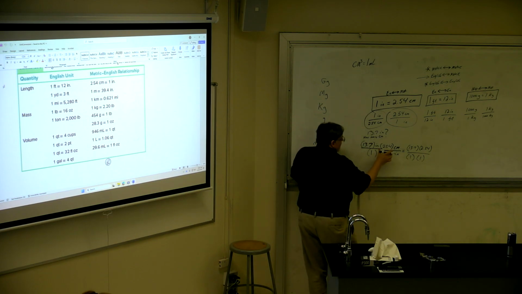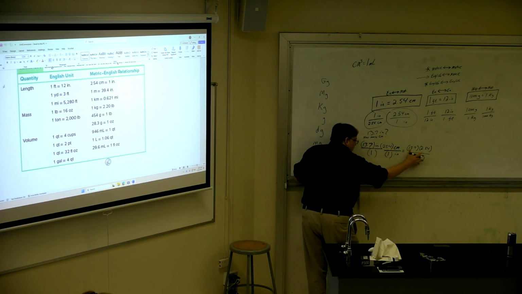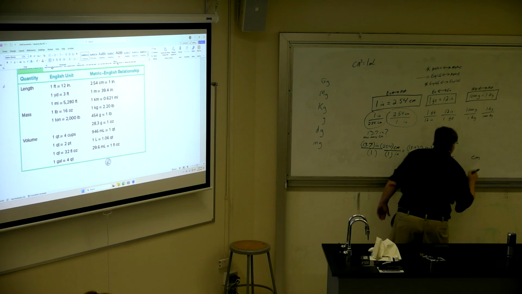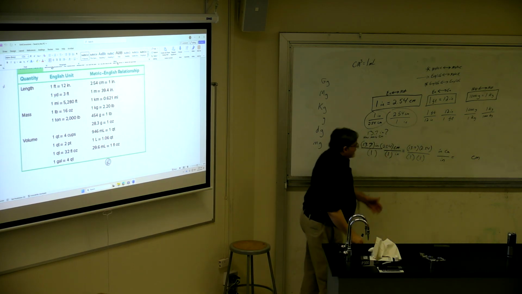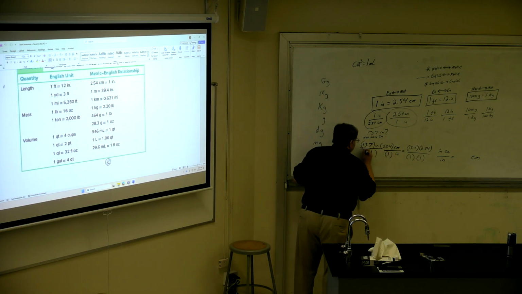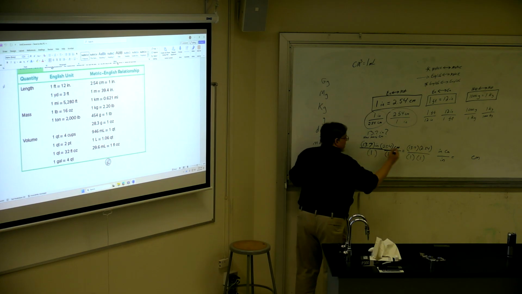13.7, 2.54, and on the bottom I just have a couple of 1s. Now what I've put here is the numerical values. Now I'm going to put the units over here: inches, centimeters, and on the bottom inches. I like to put it in 2 categories like this.